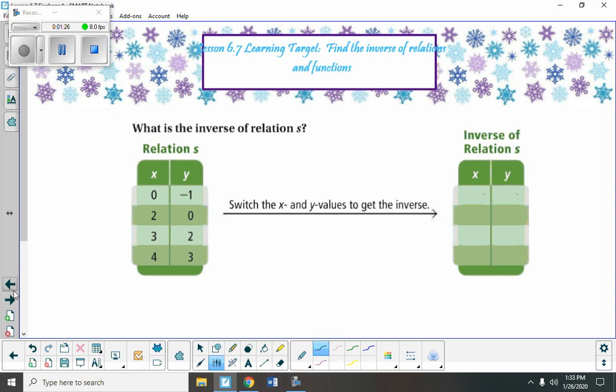So in this question, it says, what is the inverse of relation S? Well, the inverse switches the x and the y value. So instead of 0, -1, you have -1, 0. Instead of 2, 0, you have 0, 2. Instead of 3, 2, you have 2, 3. And instead of 4, 3, you have 3, 4.